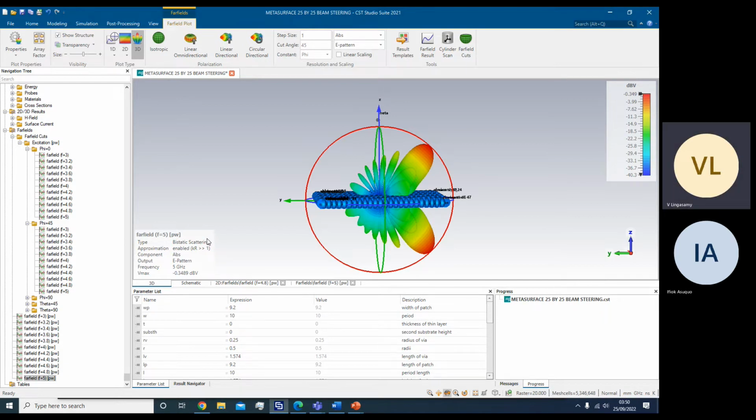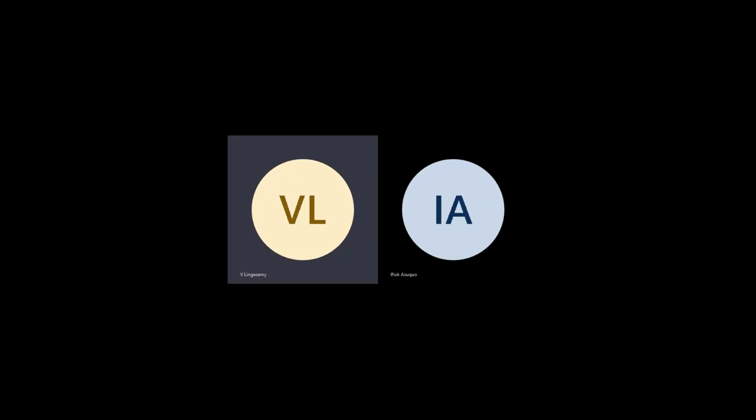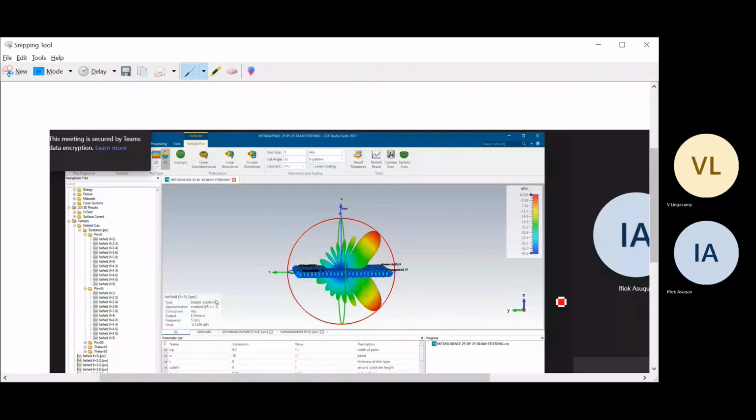Let me take a snapshot of this and then explain to you, because I am running out of time. Okay, I'll allow you. I cannot have the gain here because I'm not using a horn antenna. My friend said I can only have gain with a horn antenna. Can you see my screen, please?